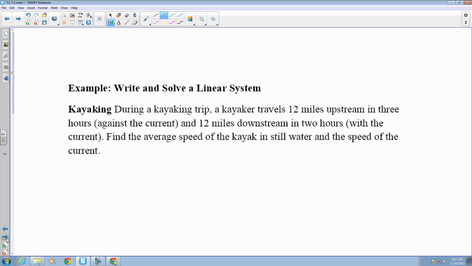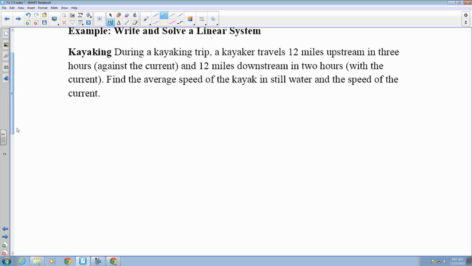During a kayaking trip, a kayaker travels 12 miles upstream in 3 hours, which is against the current, and then 12 miles downstream in 2 hours, that's with the current. Find the average speed of the kayak in still water and the speed of the current. Okay, so this one's a little tricky.